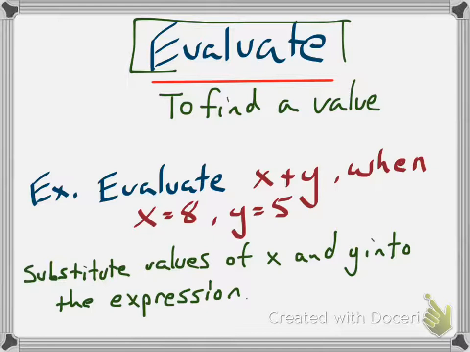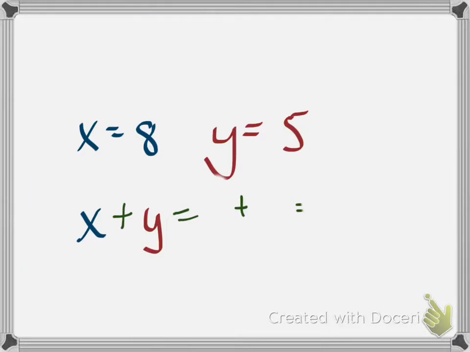So for an example, evaluate x plus y when x is equal to 8 and y is equal to 5. So you're going to substitute values of x and y into the expression. X equals 8 and y equals 5. So you substitute 8 in for x and 5 in for y. So this was an 8 and this is a 5. And you get 13. We just evaluated it. We just found the value.